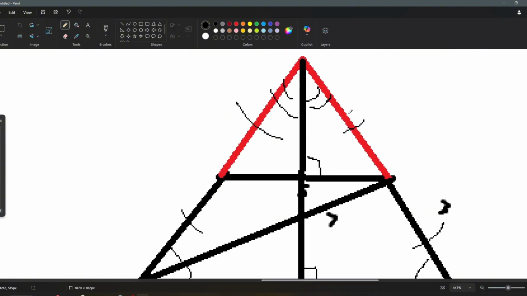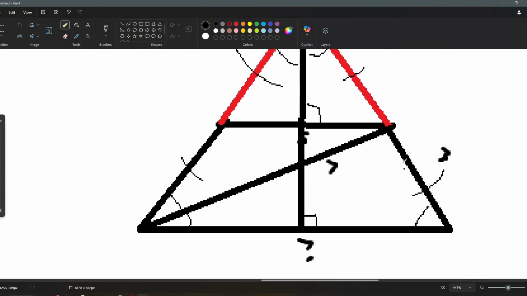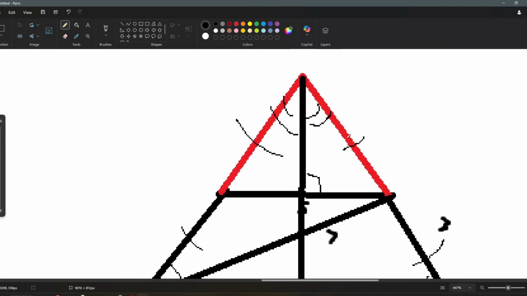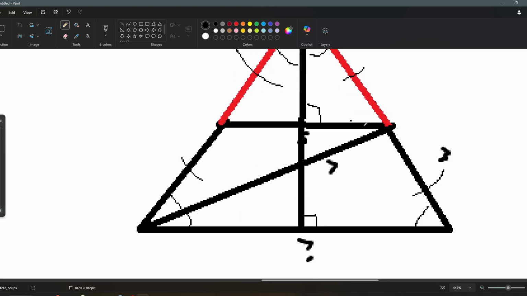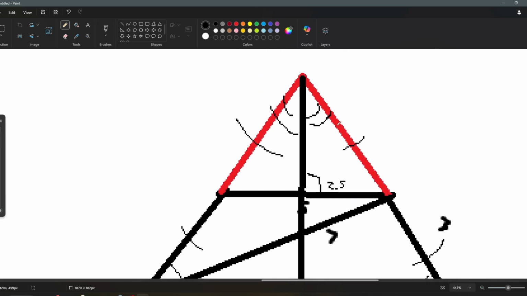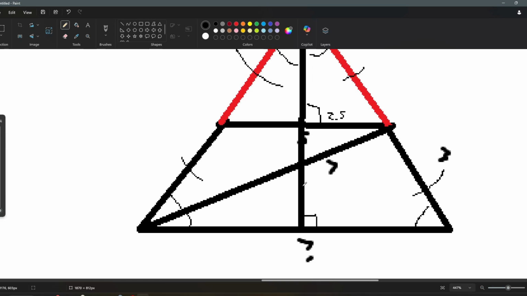Well, I know that this triangle up here is similar to this triangle down. This entire triangle is similar to this triangle up here. I have the base length is 2.5. I don't have the vertical length. Can I find it with sine of something? No, I don't have any of the angles.